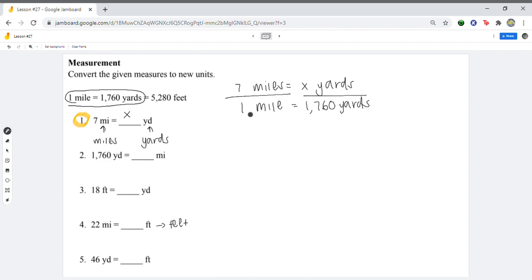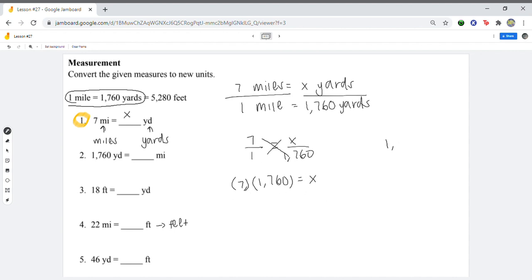So when I make proportions, I'm going to divide the 2. So 7 over 1 equals X over 1,760. That's what proportions are. And after you set up the proportions, we're going to cross multiply, which means we're just going to cross it like this, making an X sign across. So now we have 7 times 1,760 equals X.